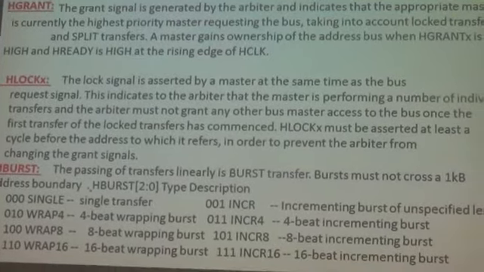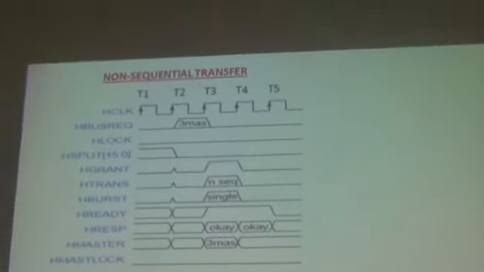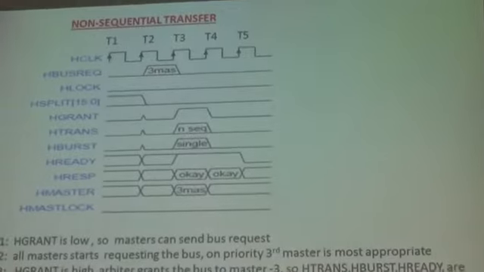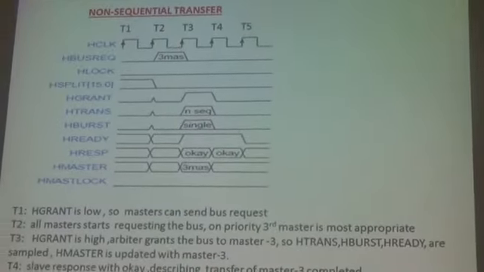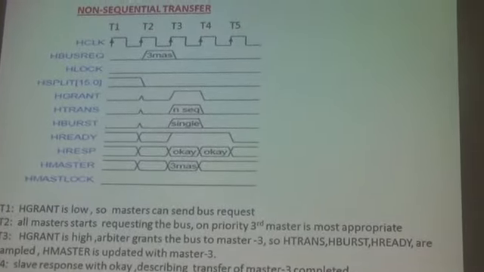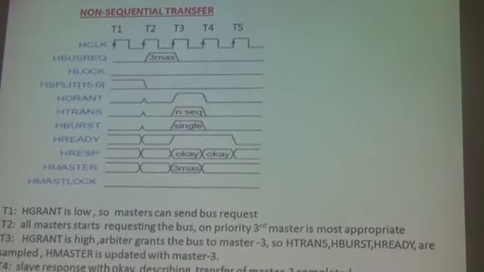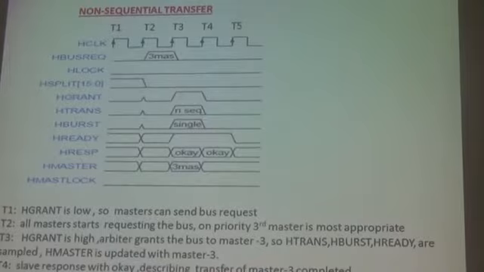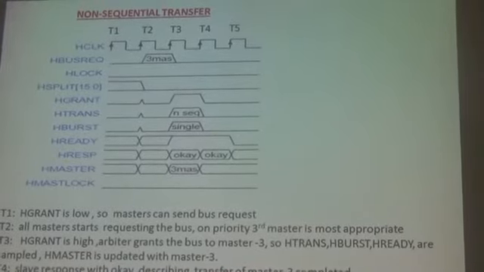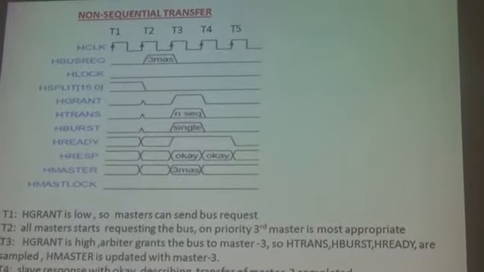Next we are going to learn about the non-sequential transfer. Now we are going to learn how the arbiter behaves for a non-sequential transfer. Before, I explained what a non-sequential transfer is. It is an independent transfer whose address and control signals are independent of its previous transfer, right? And it is a single transfer.